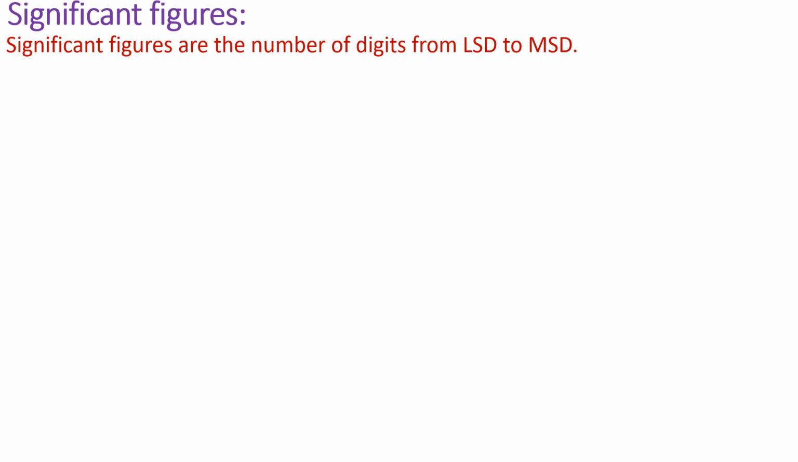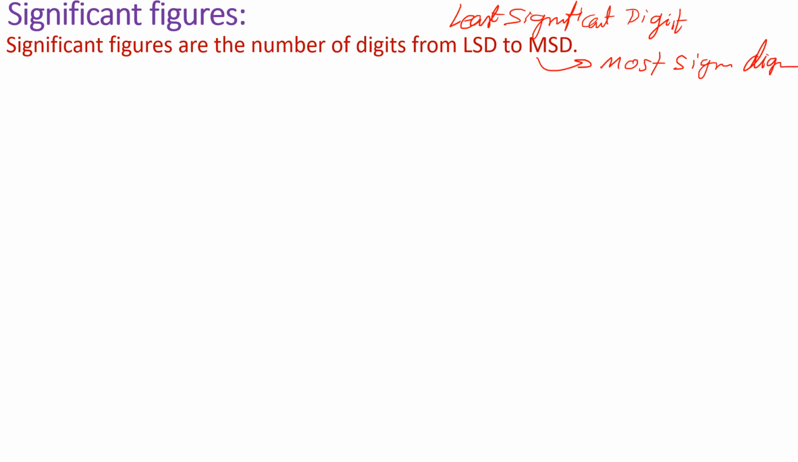What is the meaning of LSD? Least significant digit. And what is MSD? Most significant digit. So that is MSD and LSD. So significant figures are the number of digits from LSD to MSD.